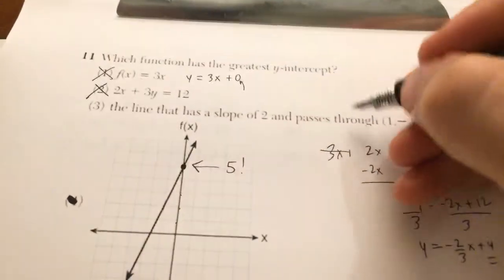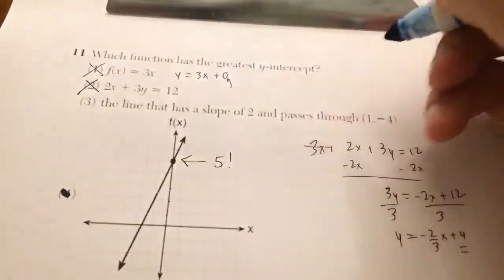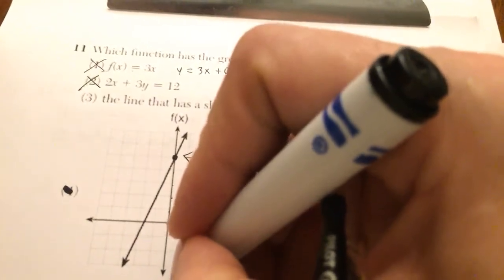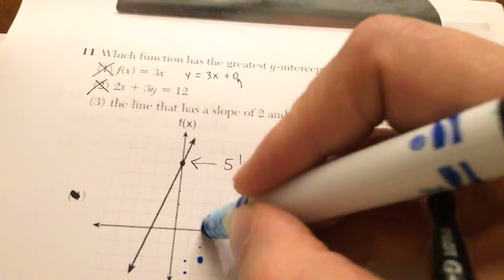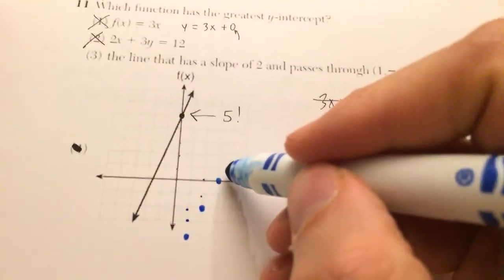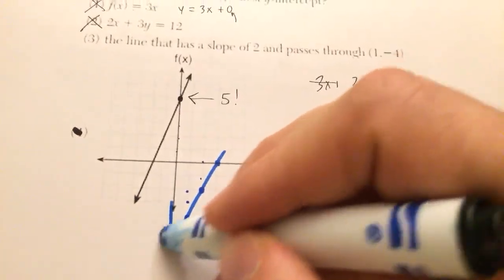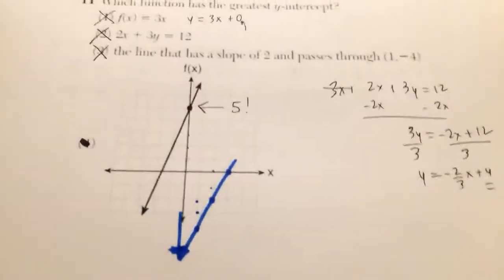The line that has a slope of 2 and passes through 1, negative 4. So if you allow me to use this graph to demonstrate number 3, it passes through 1, negative 4, has a slope of 2, so it's going up 2 over 1, up 2 over 1. If this line were to cross the y-axis, this would be a negative number. The y-intercept would be way down here. So with that being said, it's not choice 3. By elimination, it's choice 4.